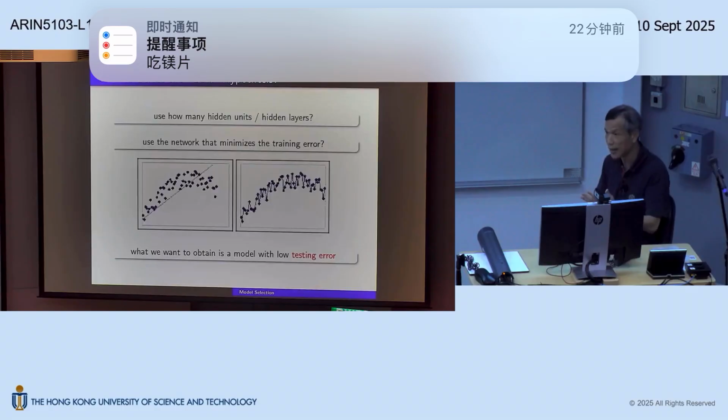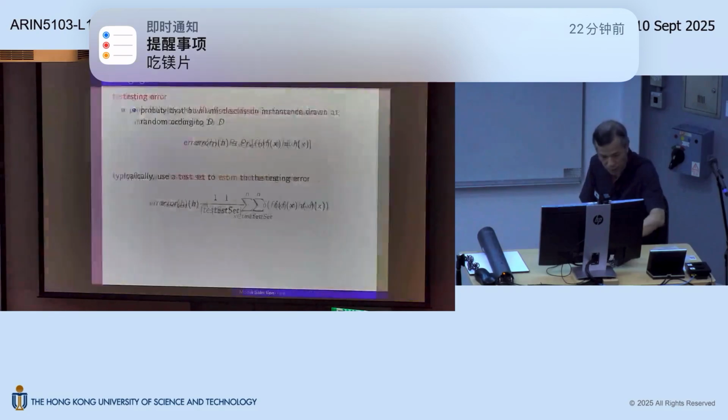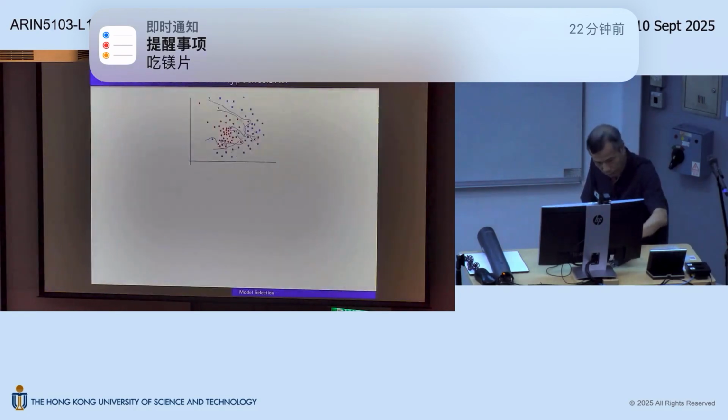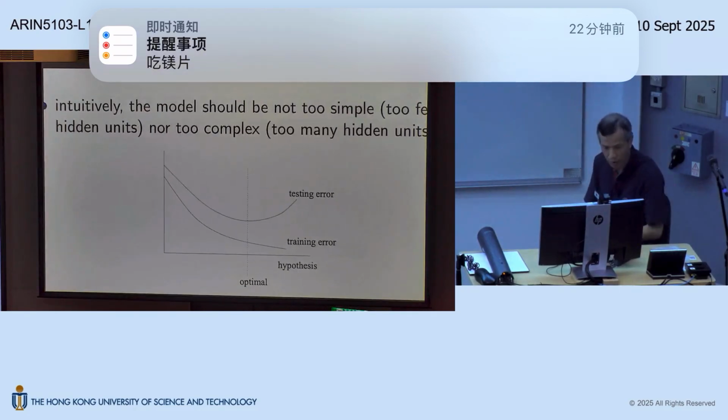This straight line is a linear model, so it is very simple, and it cannot fit the points very well. But then you can use this kind of model. This is obviously very complex, but then it may not be very good. So in this picture, we have the hypothesis complexity here, and then we have two curves. One is the training error, the other is the testing error.